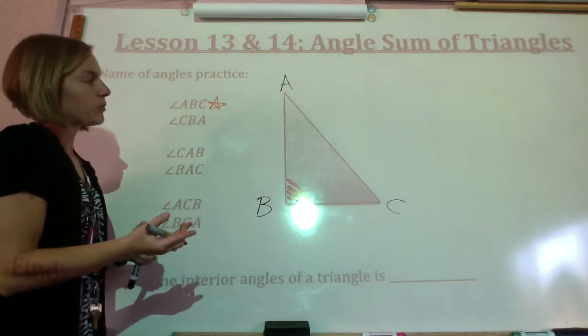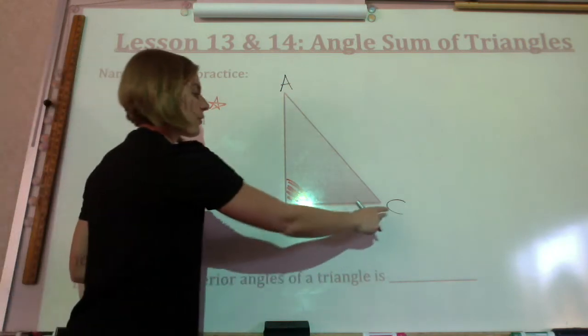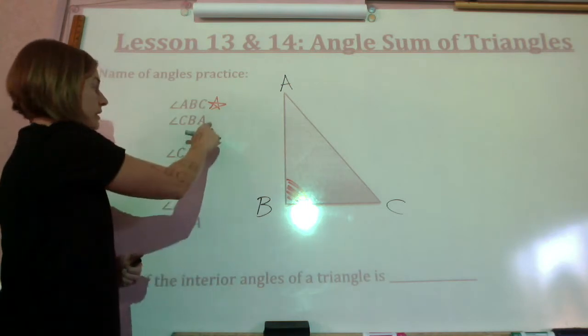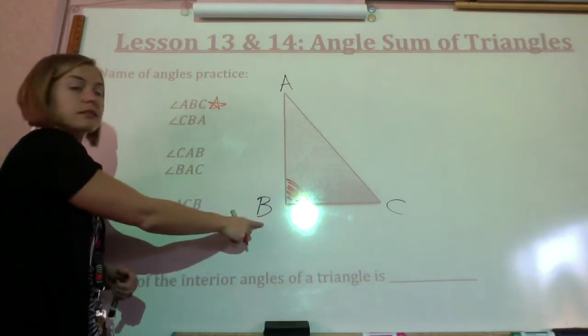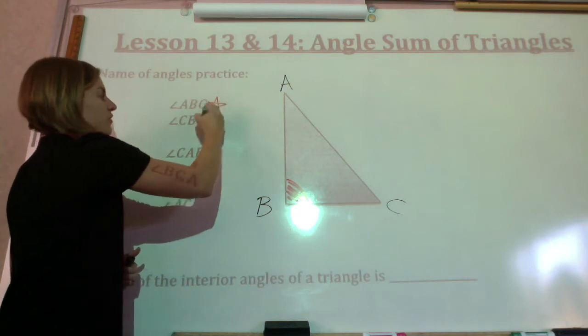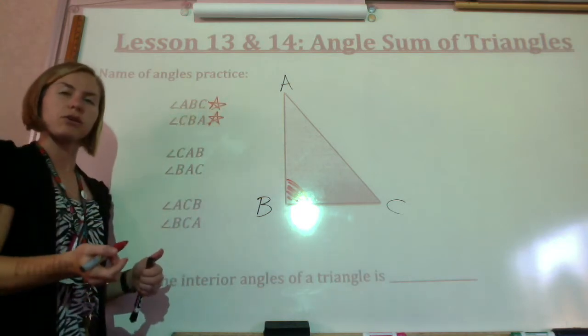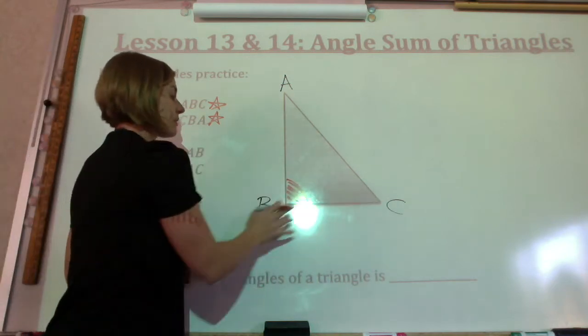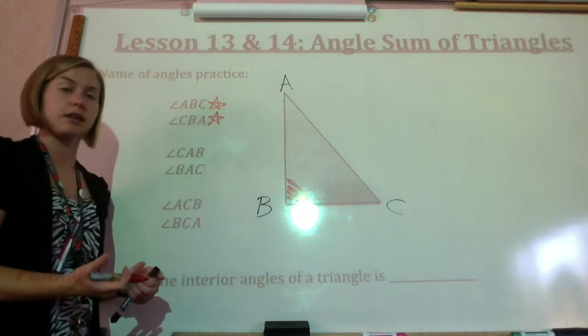But couldn't we also go the other way? Couldn't we also go CBA to name that angle? And you're absolutely right. So the second one, angle CBA, is the same exact angle. Just normally you tend to see them in alphabetical order. But it is the same, and you're absolutely allowed to call this angle CBA as opposed to ABC.